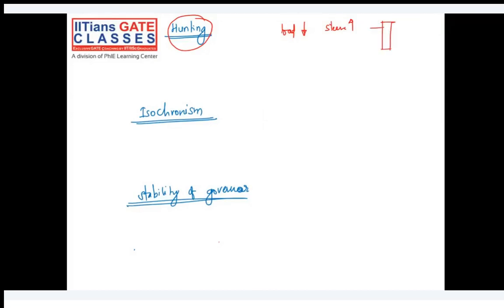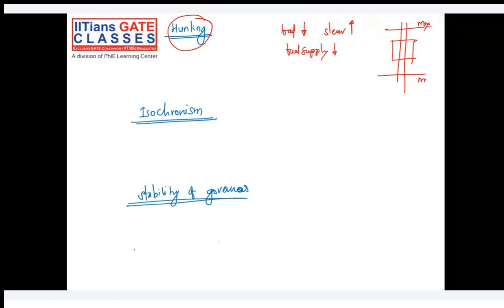This is how the sleeve will go up. Let me just show how the sleeve is. The sleeve is like this, and it has to oscillate in between two positions. This is a maximum position, this is a minimum position. The sleeve is going to the topmost position because it's too much sensitive. And because of this, it will shut down the fuel supply. Then speed will reduce, a sudden fall in the speed, you can say.